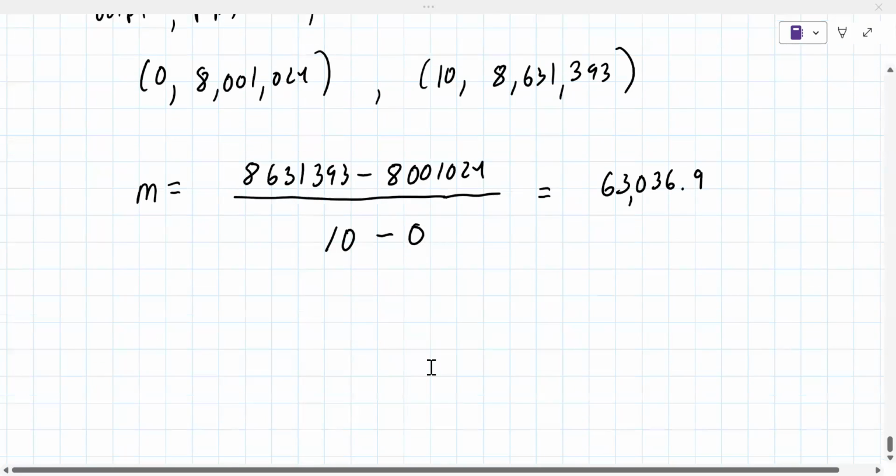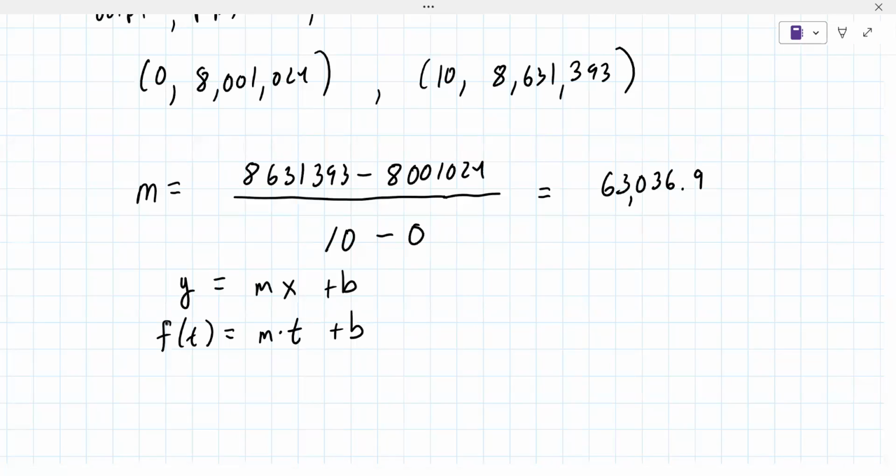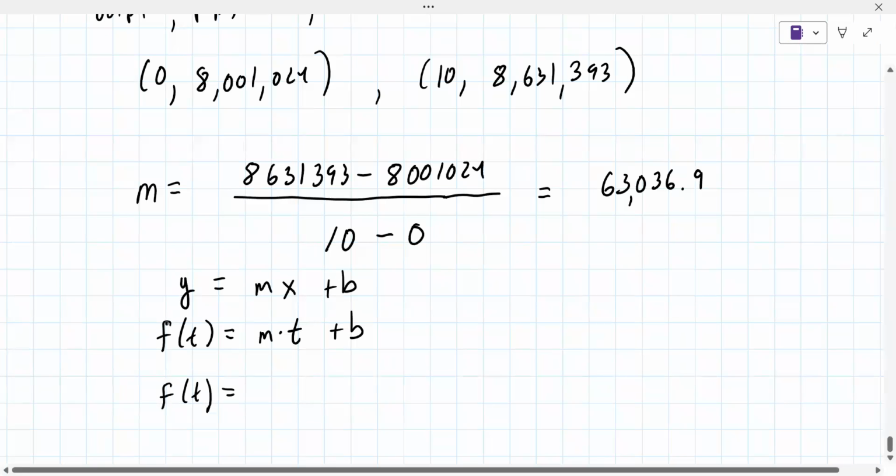And so your function here, I know it's a little bit different, but it's f of t equals your slope times t plus b. Think of it as y equals mx plus b, but we're using t and f of t. T because of time, f of t is pretty standard there. So what we have so far is that f of t equals 63,036.9 t plus b.